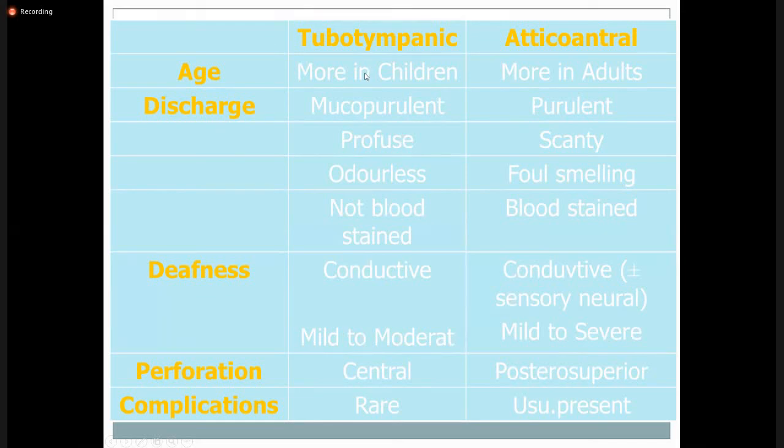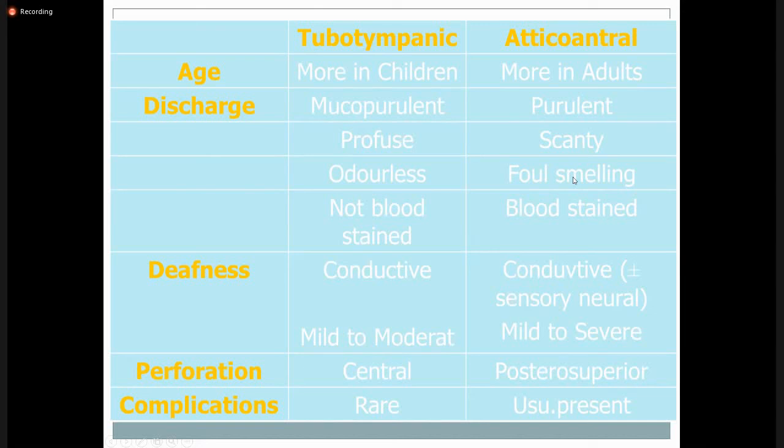So we have to see the main differentiating points between the tubotympanic type and the atticoantral type. Tubotympanic type is found mostly in children, and atticoantral type of CSOM is mostly found in adults. The discharge in tubotympanic from the ear is mucopurulent, like nasal secretion, white, transparent, mucus-like. But in atticoantral type, it is purulent, it is pussy. Pus is formed, coming out of the ear canal. In tubotympanic type, the discharge is profuse, meaning more in amount, while atticoantral is scanty, less in amount. Tubotympanic discharge is odorless, without any smell, while in atticoantral type it is foul smelling.